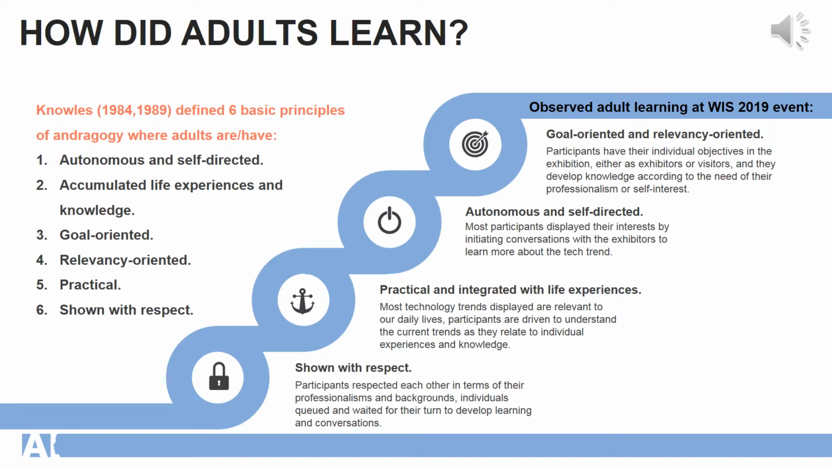So how did adults learn? The participants and visitors at the tech exhibition all seem to gain confidence in their learning process. Either they learned more about the market trends or they gathered more knowledge for their professional development. It is interesting to note that the information technologies facilitate and support informal learning for adults. Knowles defines 6 basic elements of adult learning.